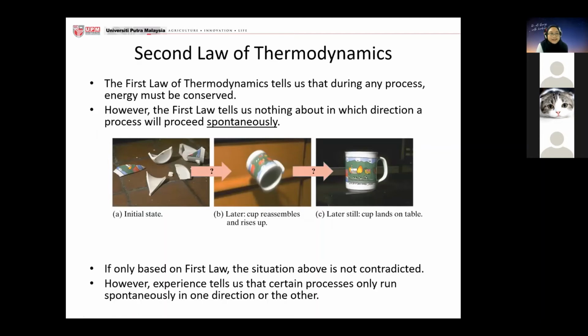But anyway, we are moving into the second law of thermodynamics. Of course, in the first law, we are talking about energy conservation. However, it doesn't tell us in which direction a process will proceed spontaneously. So if you look at this type of situation, has it ever happened in the real world? Something that is broken and then reassembles and then climbs back onto the table by itself.